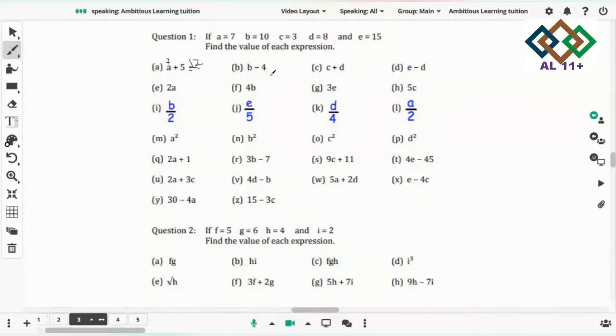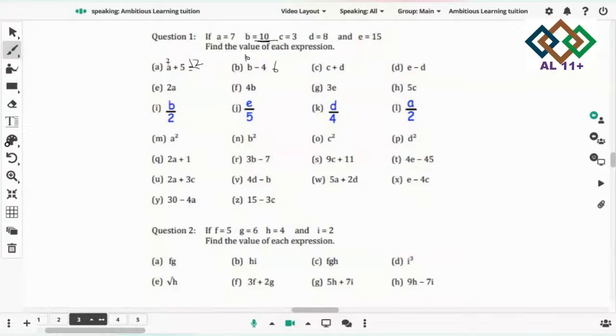Second one is b minus 4. Your b here is 10. So you replace b and you will put 10 here. And then you will do 10 minus 4. So you're minusing it. Your answer for this one would be 6. You will be just replacing them and then doing it.